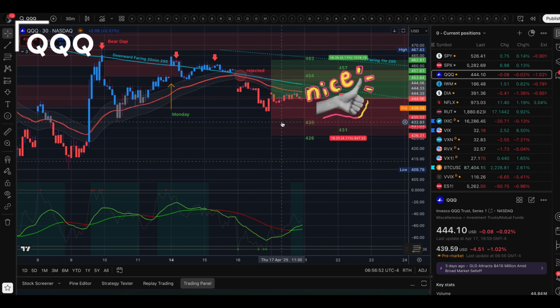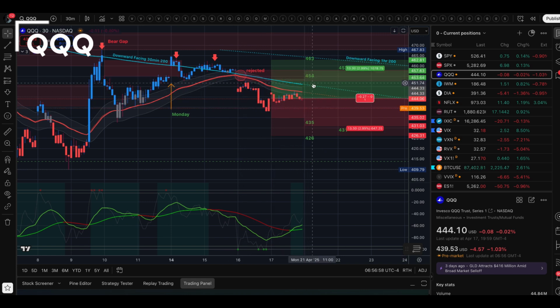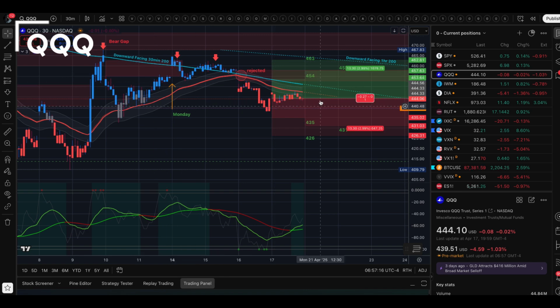Look at the setup we went into Friday with. We were underneath the 35 EMA, underneath the 30-minute 200 moving average, with a bear gap right above the top of the implied move. And we did not even get above that first resistance level. So from the beginning of the week right here to the end of the week right here, we followed that bearish momentum through the entire week.